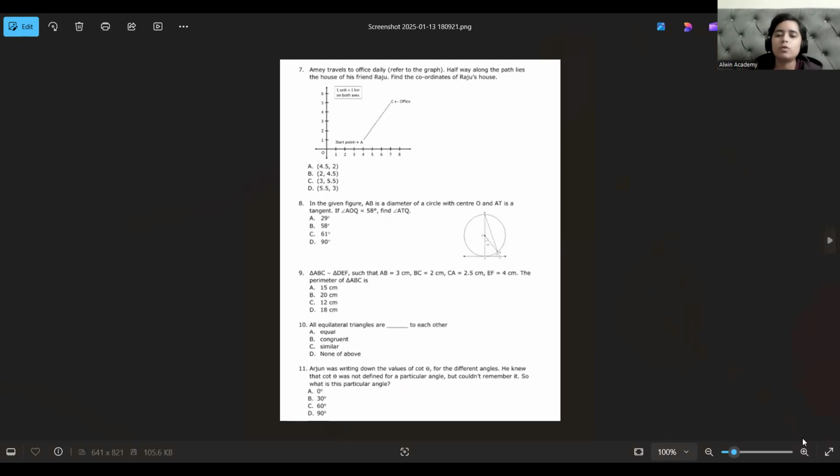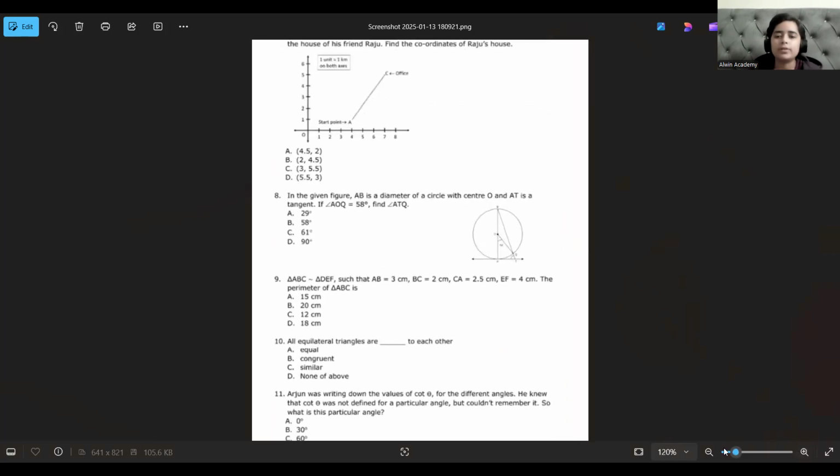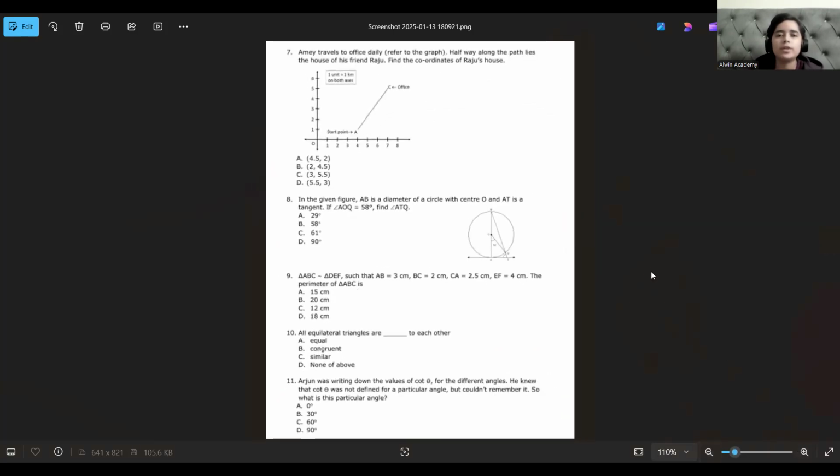Going to the next question, we have this particular next page. Amey travels to office daily, referring to the given coordinates. Halfway along the path is the house of his friend Raju. Find the coordinates of Raju's home. Now we are given this is the start point. We can trace its coordinates. From here, it is 4, 1. And this is his office. We have the coordinates as 7, 5.